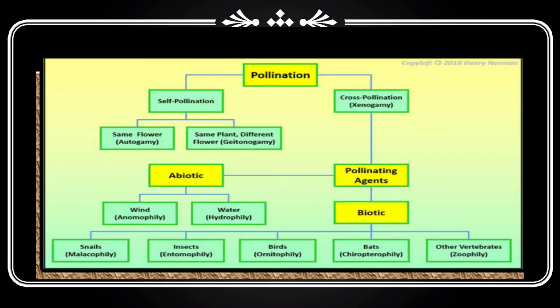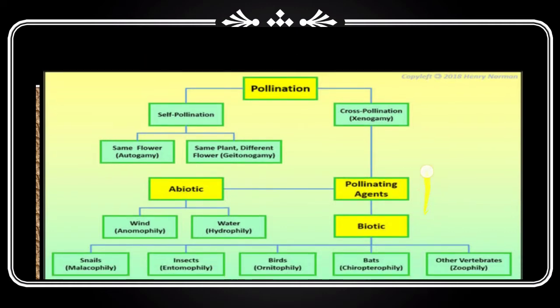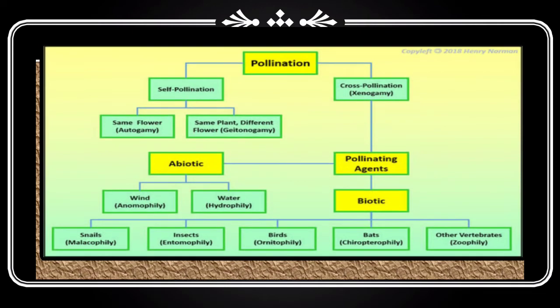Cross-pollination takes place with the help of pollinating agents. Pollinating agents can be abiotic or biotic. Abiotic examples are wind and water. Wind pollination is known as anemophily and water pollination is known as hydrophily. Biotic: there are lots of examples of biotic pollinating agents like snails, insects, birds, bats and other vertebrates.